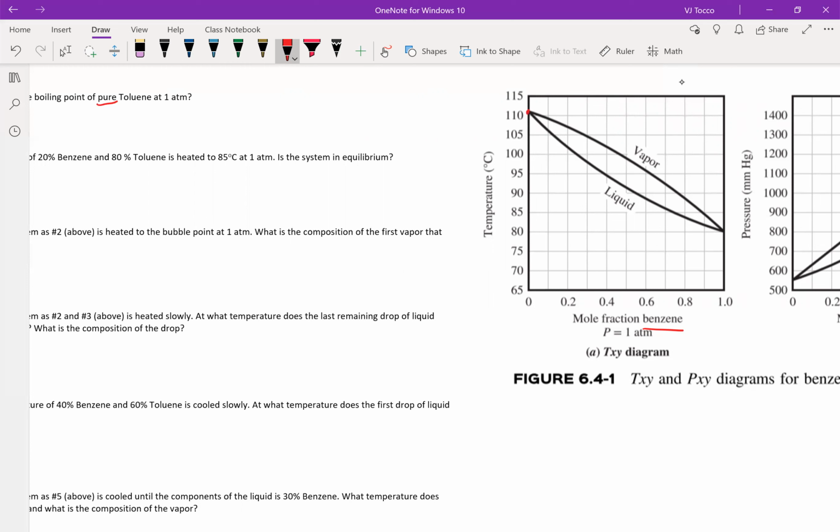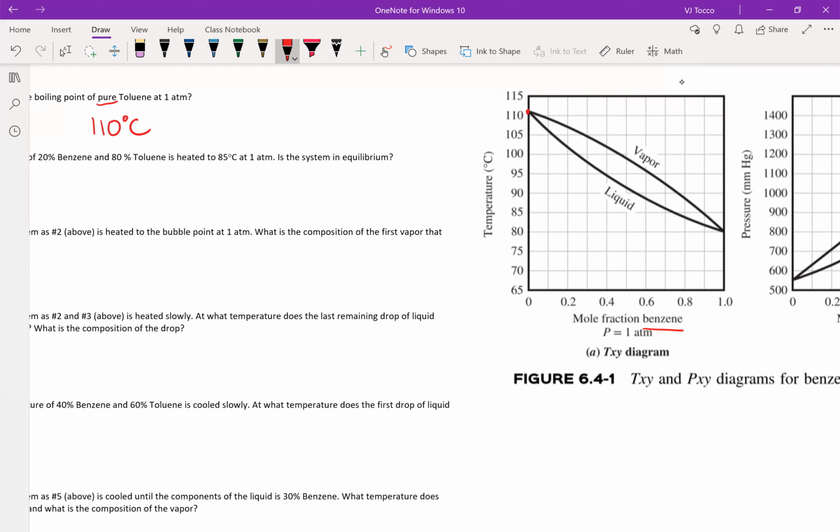So looking at this diagram then, I can simply read the temperature off that diagram for pure toluene, and I can say that the answer is about 110 degrees Celsius. This is also something that you can verify in the back of the book by looking at table B1.